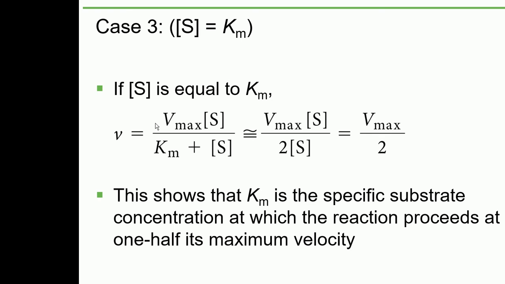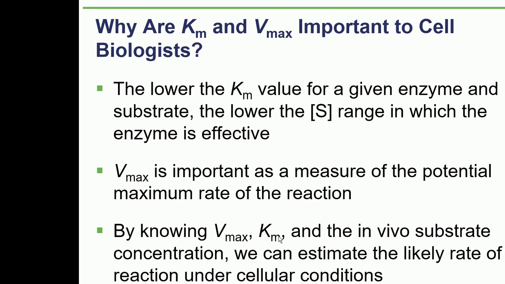Now when the substrate concentration is equal to Km, going back to the equation, Km is also S, then the denominator becomes 2S. You cancel this, so V is equal to Vmax by half. Which means that Km is that concentration of substrate at which the rate of reaction is half Vmax. This shows that Km is the specific substrate concentration at which the reaction proceeds at 1/2 of its maximum velocity.